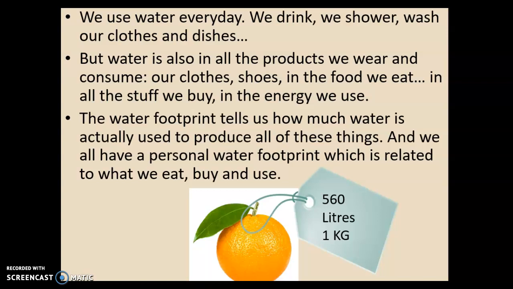The water footprint, so obviously last lesson we were looking at eco footprints. The water footprint tells us how much water is actually used to produce all of these things. And we each have a personal water footprint, which is related to what we eat, buy and use. And that can also vary according to where you live and also how you live, so your consumption and your lifestyle.